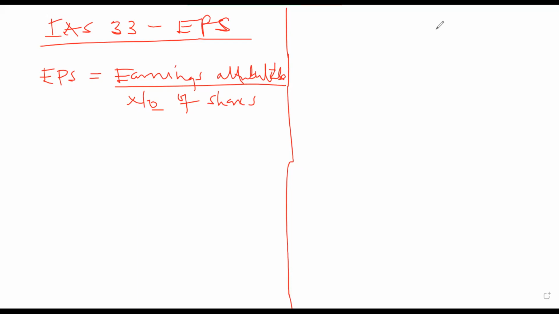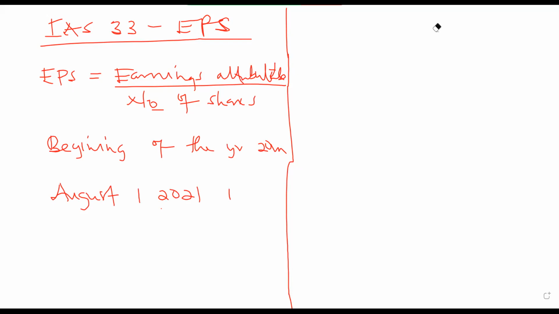Okay. It can happen that the company at the beginning of the year, the entity is having 20 million shares. Okay. Then on August 1, or at the beginning of August 2021, which is the current year, the company issues additional shares of 10 million. Under the earnings per share, when we are calculating the ratio, what we do is that we just use the 30 million to calculate what?